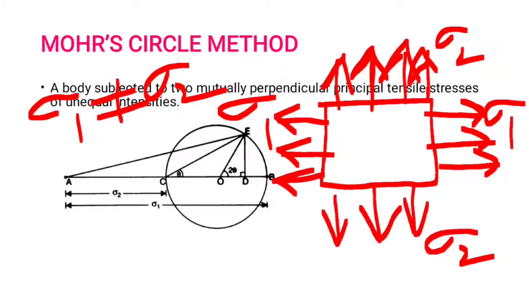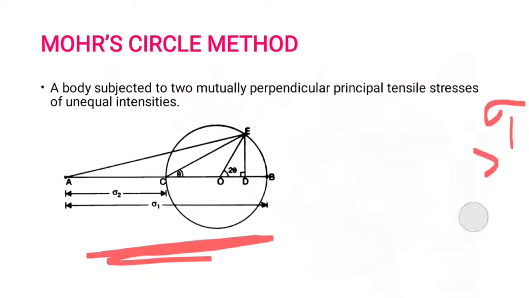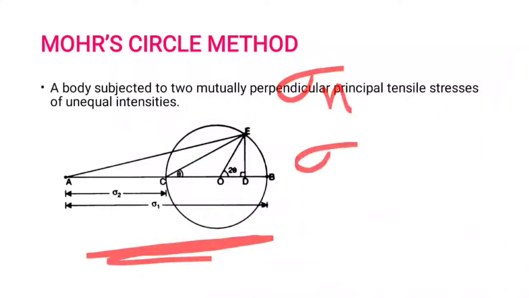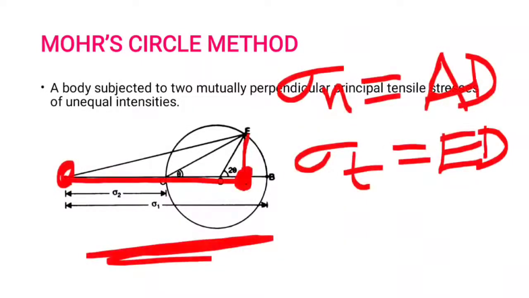If you plot Mohr's circle on the graph paper, this is the Mohr's circle we get. From this figure, I use it to find normal stress and tangential stress. Normal stress is given by the distance AD in the graph paper, and the ED distance will give tangential stress.